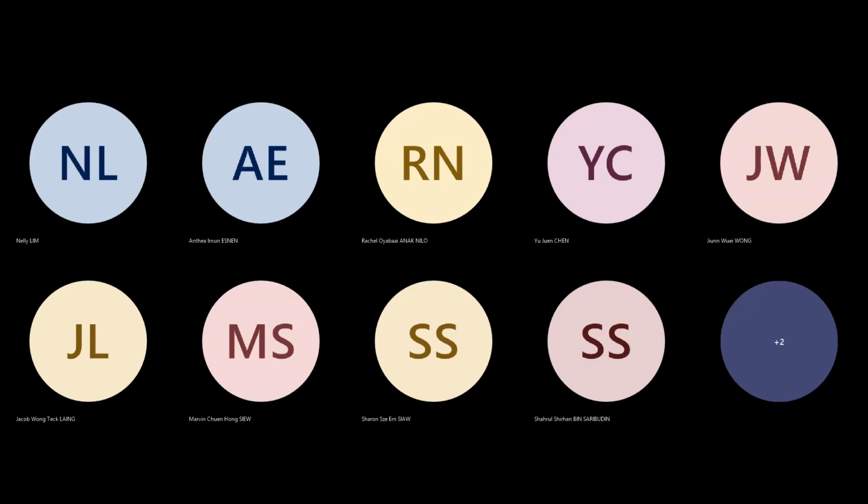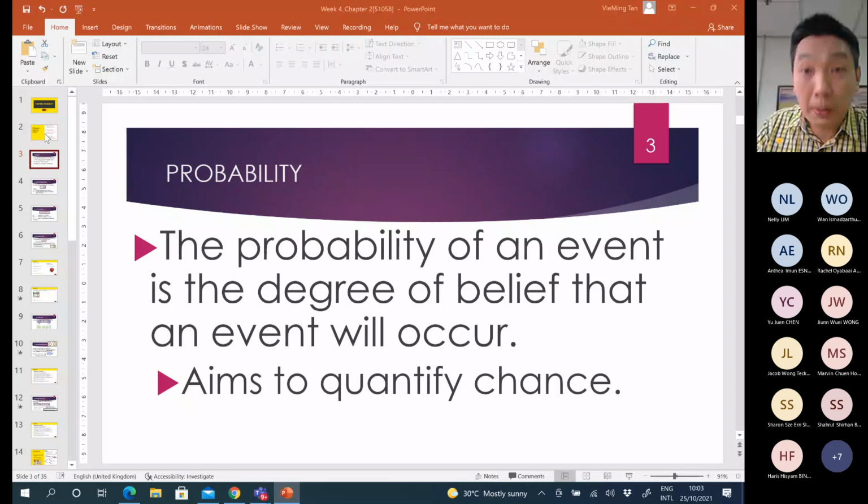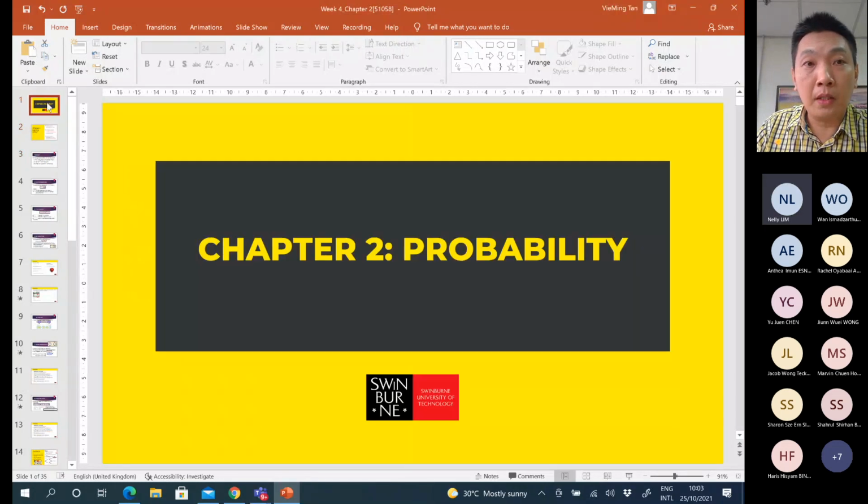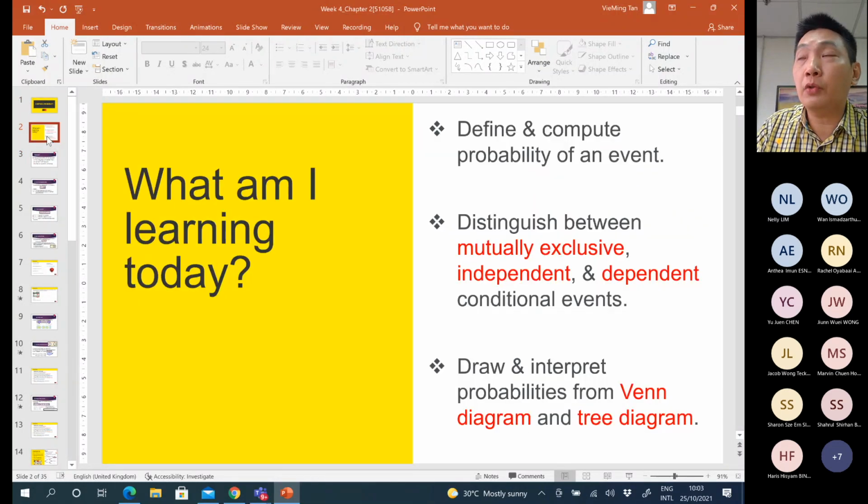So good morning, everybody. Today we are going to proceed to a new chapter, which is probability. I'll divide this session into three parts. The first part, I'm going to introduce the basic concept of probability. Then we'll proceed to different types of events, which consist of mutually exclusive, independent events, and dependent events type of examples. For dependent event type of question, you may need to use a Venn diagram and also the tree diagram to help you solve the problem.